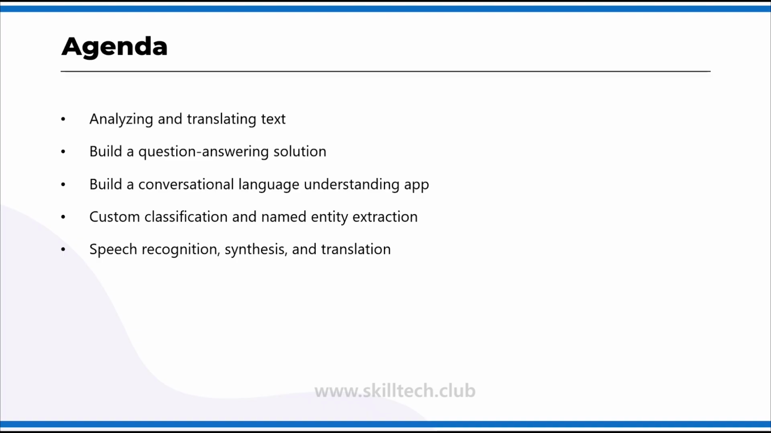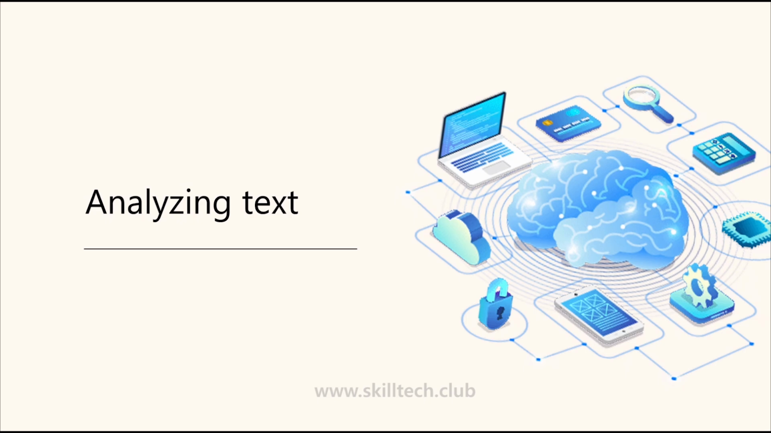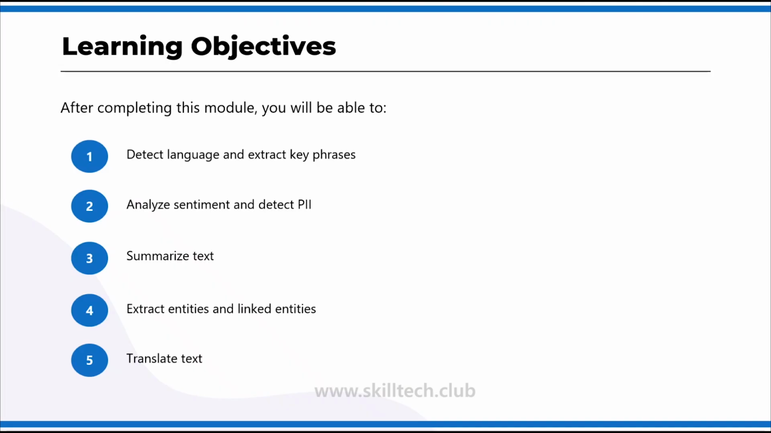So let's get started. First, let's focus on analyzing text. After completing this module, you will be able to detect languages and extract key phrases from that. You will also be able to analyze sentiment, and you're going to detect personal identifiable information. You will be able to summarize text, where we have multiple types of summarization, which we are going to try. And then we have extract entities and linked entities, which we are going to focus on.